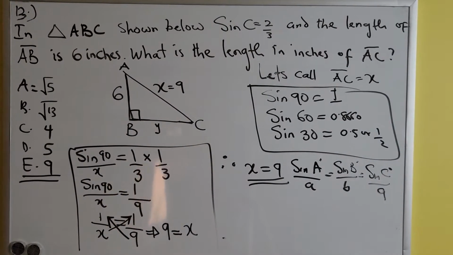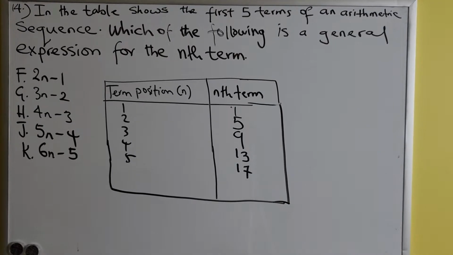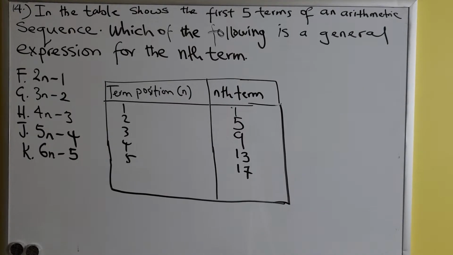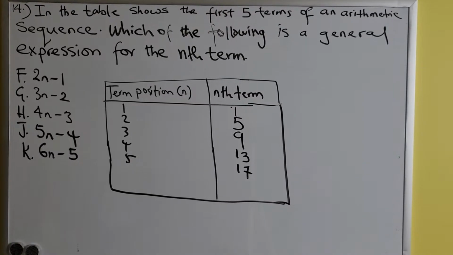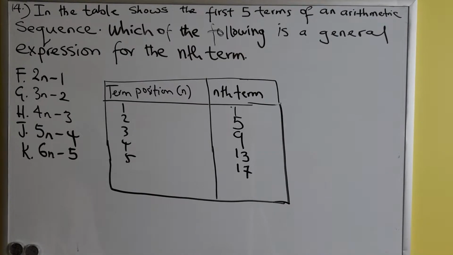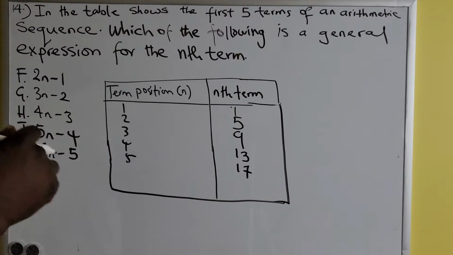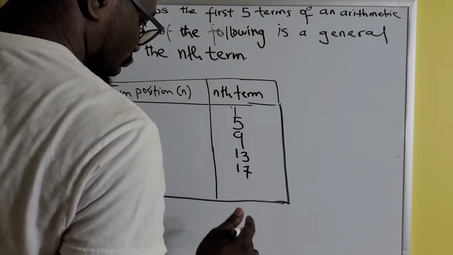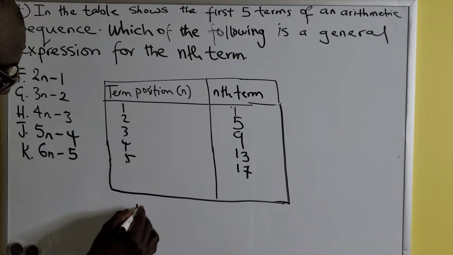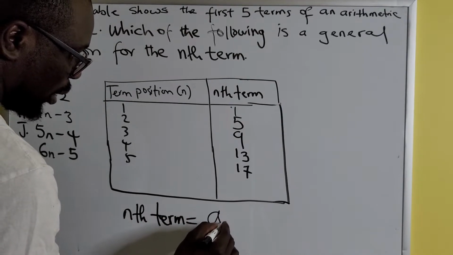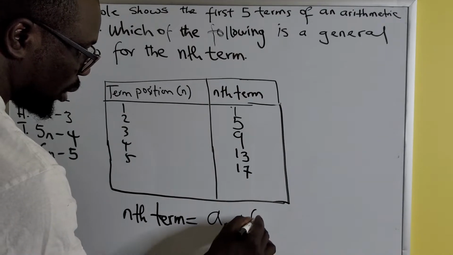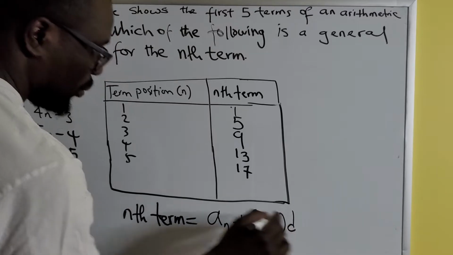Let's go straight to question 14. Question 14 says, the table shows the first 5 terms of an arithmetic sequence. Which of the following is a general expression for the nth term? To solve this, write down the formula of the nth term. The nth term formula, which I'm going to write here, is equal to a_n plus (n minus 1) d.